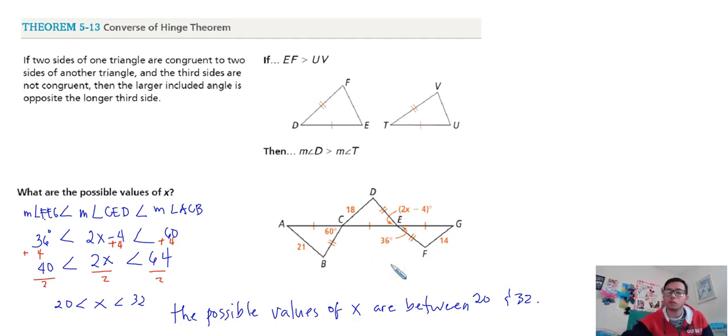Those are the only theorems that we'll be using for comparing the inequalities of two triangles. We'll still be using the inequalities in one triangle, and then we have the inequalities in two triangles.